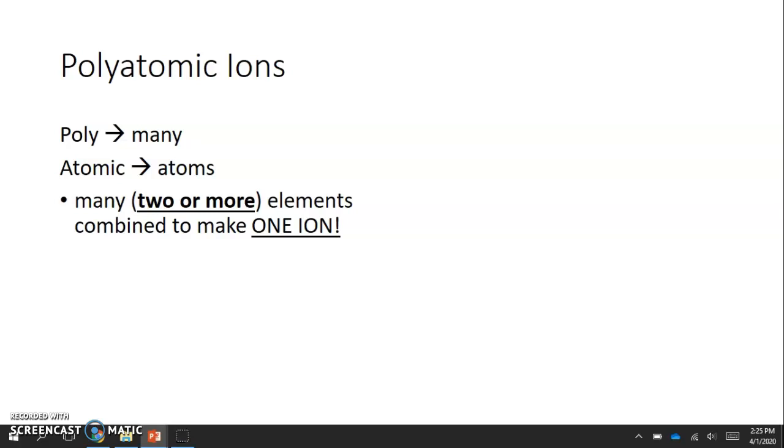Now remember, an ion varies in its charge, right? It's either got a negative charge or a positive charge on it. So we're still going to be dealing with charges here. It's just instead of one element, we're going to be looking at multiple elements. So these can be a cation or an anion. Remember, cations are positive, so they've lost electrons, and anions are negative, so they've gained electrons.